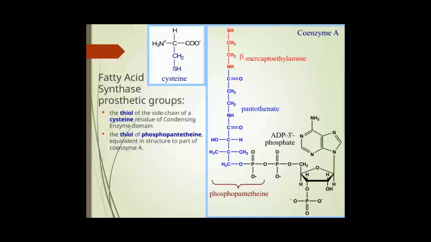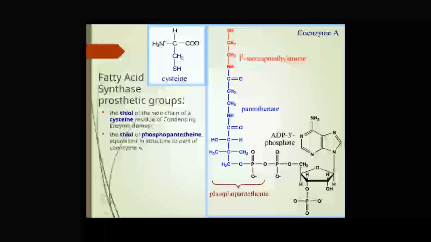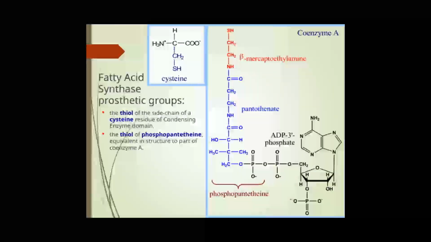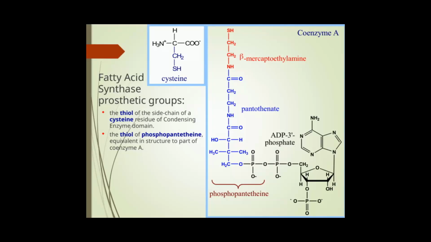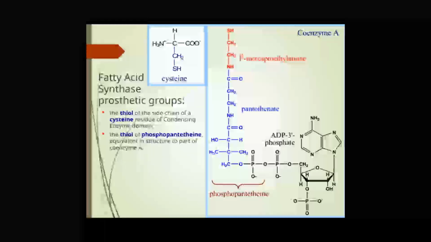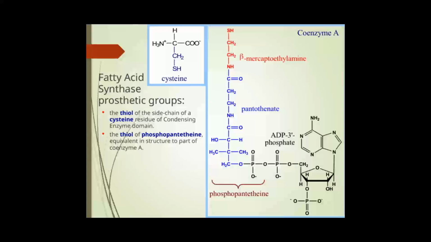This similarity enables phosphopantethine to serve as a flexible arm, carrying the acyl intermediates between different active sites within the fatty acid synthase complex. Together, these prosthetic groups are essential because they facilitate the transfer and activation of substrates during fatty acid synthesis. They essentially act as molecular handoffs, ensuring the process runs smoothly and efficiently. Understanding these groups helps us appreciate how fatty acid synthase is a highly coordinated and complex enzyme system, integral to lipid metabolism.